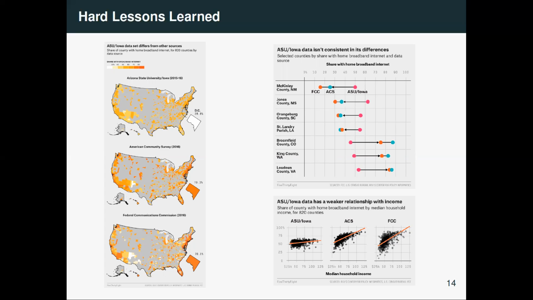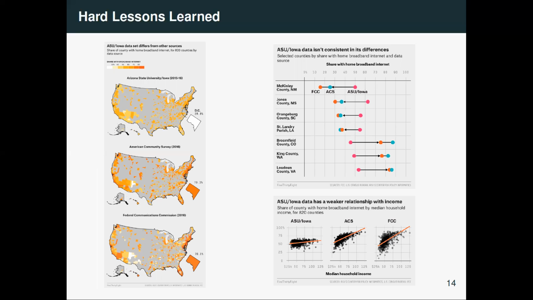So right off the bat, you know there's something wrong with the data. We can dive in further and look at how the ASU Iowa numbers are different, not uniformly lower or anything like that, but for different counties, some are higher, some are lower. In addition, the ASU Iowa data has a pretty weak relationship with median household income, which you would think should be there, where wealthier places tend to have more access to broadband internet. That's not the relationship shown in the ASU data, but it was the relationship shown in the ACS and FCC. So doing this sanity check, we realized there's something wrong with the ASU Iowa data.